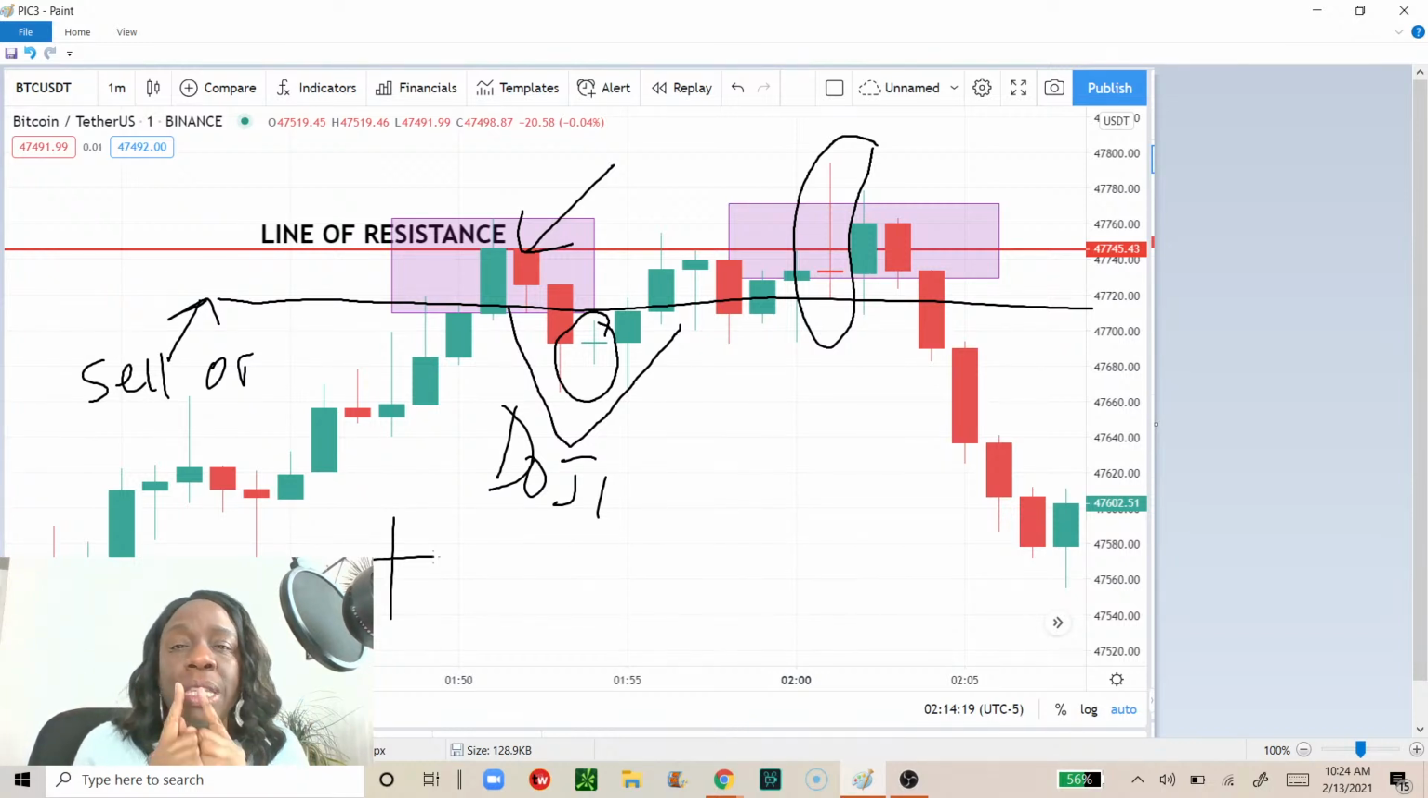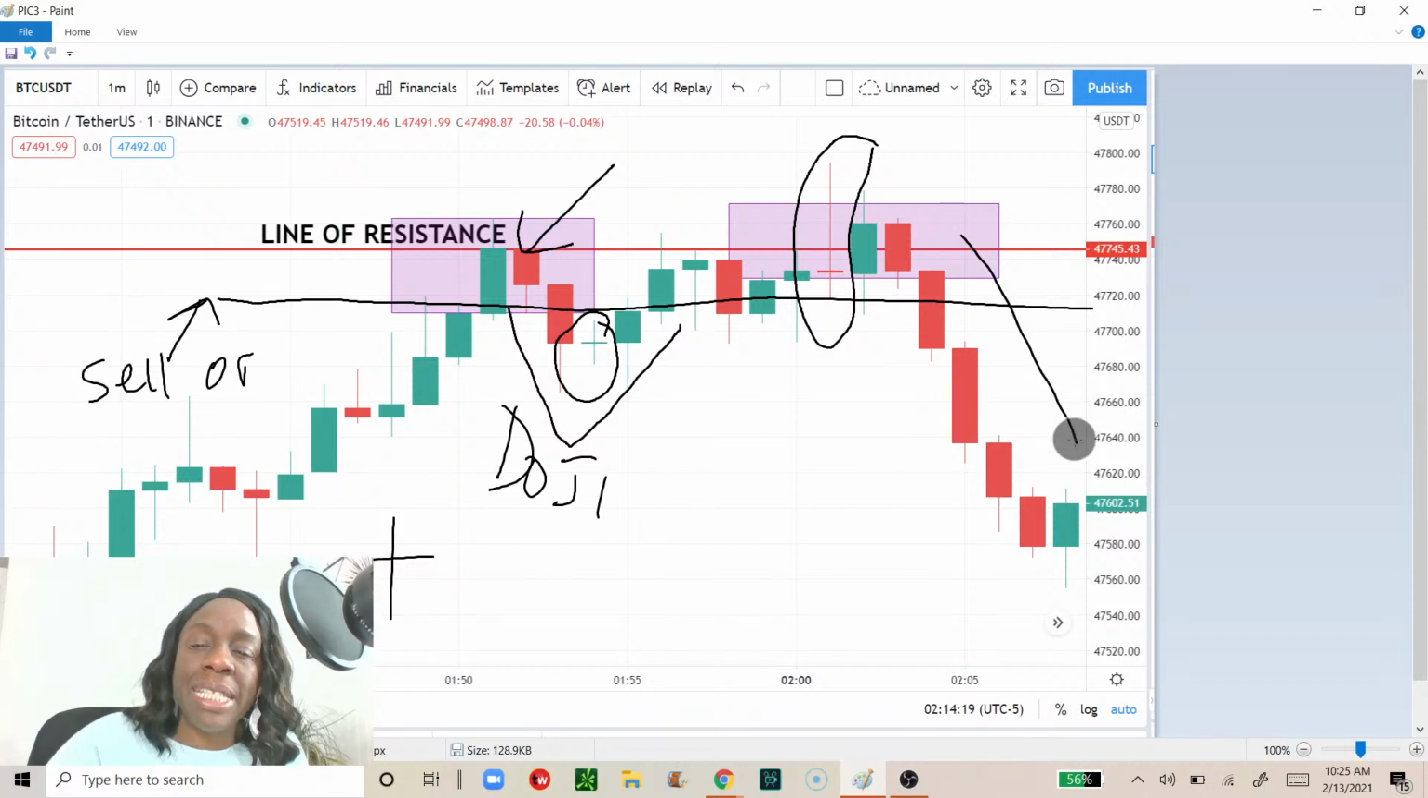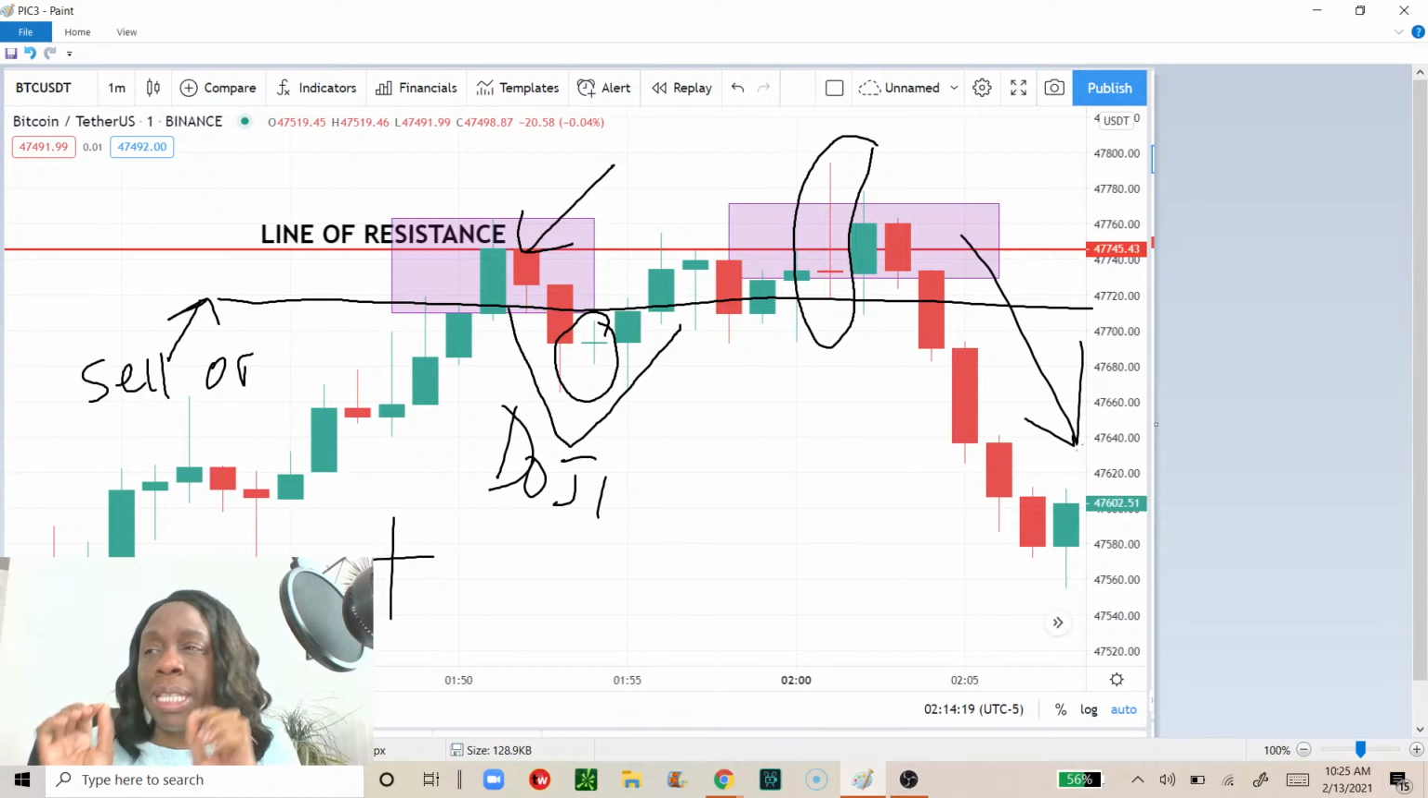That shows that something is changing. If it was sellers that were dominating, as we can see sellers dominating here, then we're looking out for a doji as one type of reversal pattern.